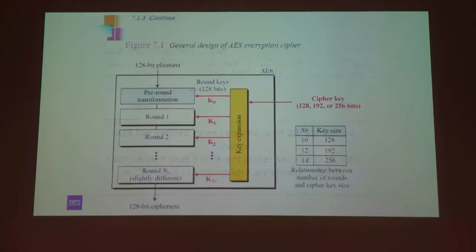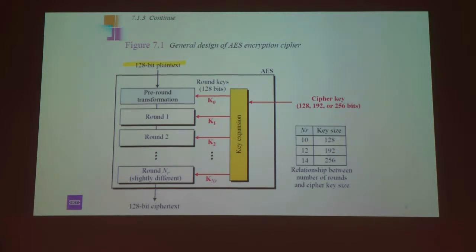All right. So here is the general design of the AES encryption cipher. Always you start with your plain text, right? You start with the plain text here, and then it's going to go inside the AES. If you look at the right side of your figure, what do you have? You have the key expansion.